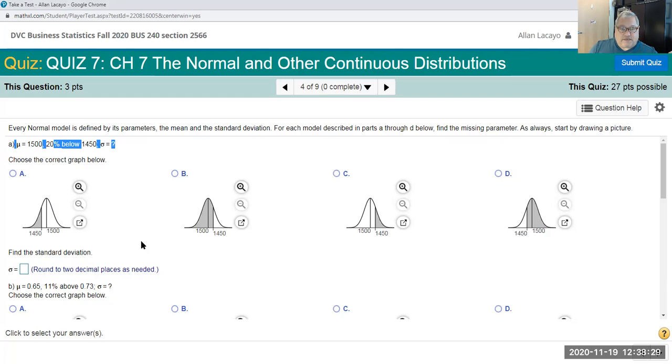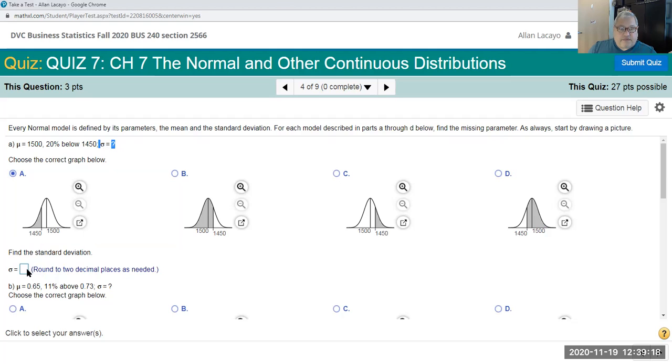What I have is, in part A, the mean of this normal model given to be 1,500 units of value. And I also know that 20% of the graph is below 1,450. I note that this 1,450 is below the mean, and so the correct graphic for this problem is graphic A, where the middle is given at 1,500, and I'm interested in this gray area being below the mean, below 1,500, and in fact below 1,450, and that gray zone is only 20% of the whole volume of this graph. My unknown in this case is the standard deviation.